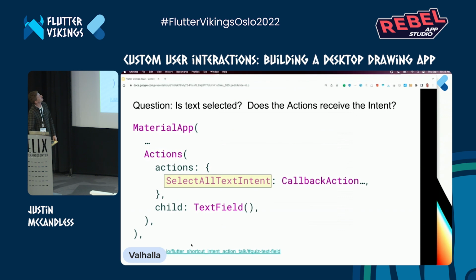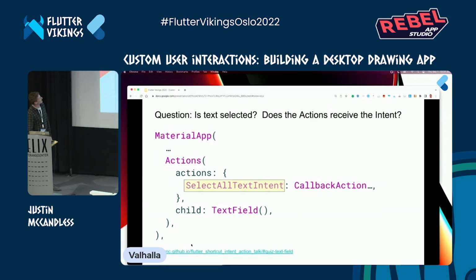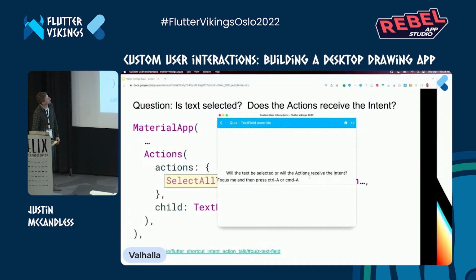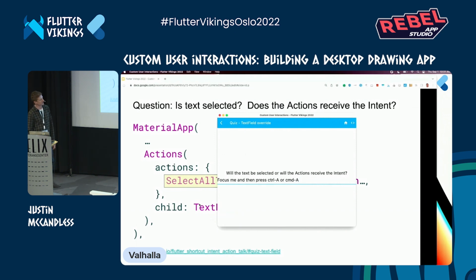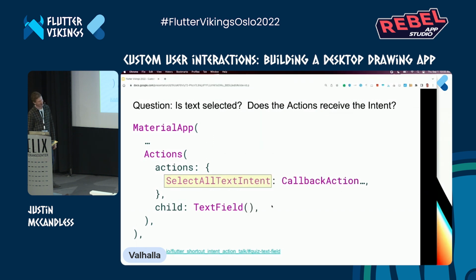Okay, so by raise of hands, who thinks that the text will be selected? All right, and who thinks that the actions will get it and stop it? Okay, another good 50-50 split. Let's see what happens here. The actions gets it.